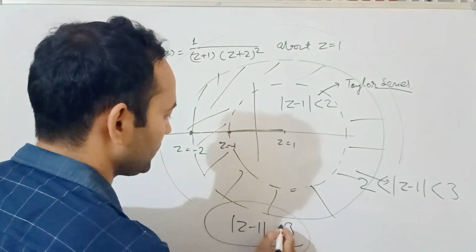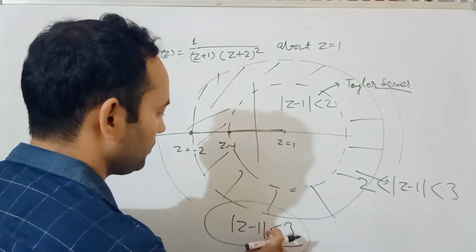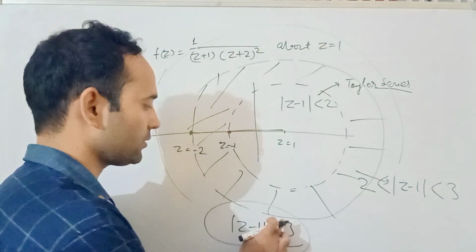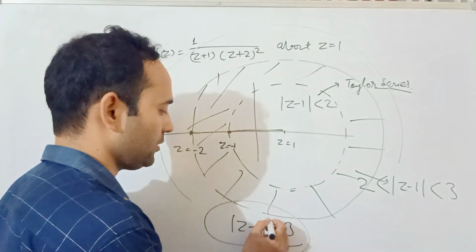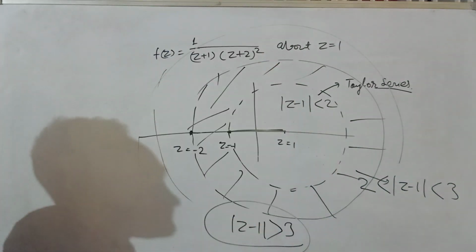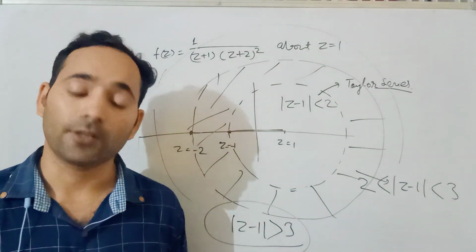Less than or equal to 3. Okay? No, greater than 3 was okay. Alright. So for this one, you have to expand this as a Laurent series expansion.